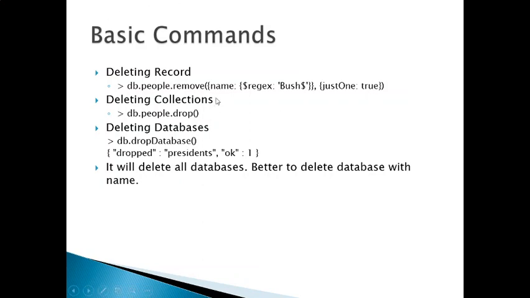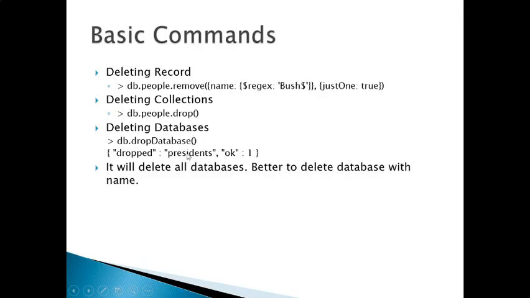So alternatively, to remove the record, we will search a specific record and remove it. We can also provide the underscore ID field here that can be used to delete the record. If you want to delete the complete collection, you will use the word drop, db.people.drop. It will delete the collection. If you want to delete the database, db.dropDatabase, it will delete the database.